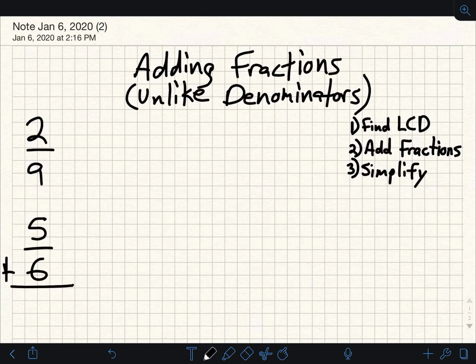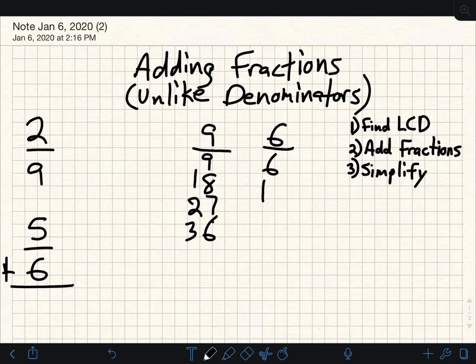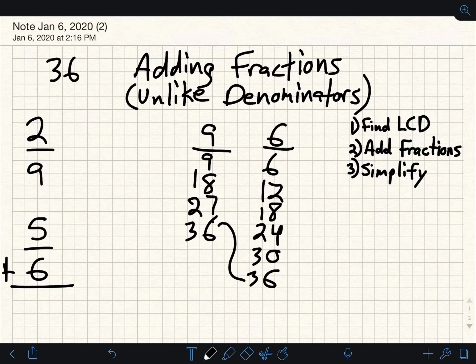Okay, so the first thing we have to do is find the least common denominator. So we have to find our multiples for 9 and 6. So we have 9, 18, 27, 36. And I know I'll be done there. We'll do 6. We have 6, 12, 18, 24, 30, 36. And if we run into a number we have in both of these, 36 is our common denominator. So 36 is what I need both denominators to be.